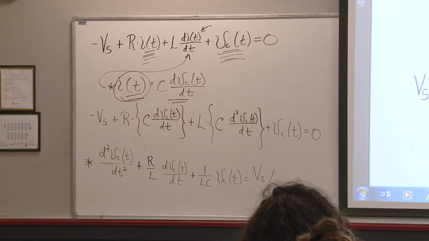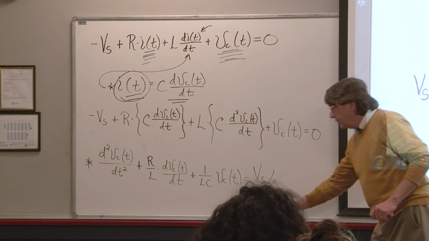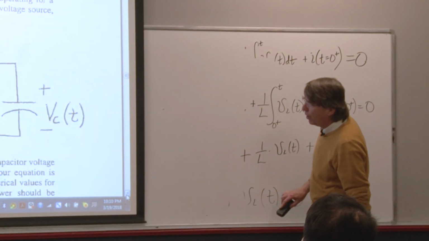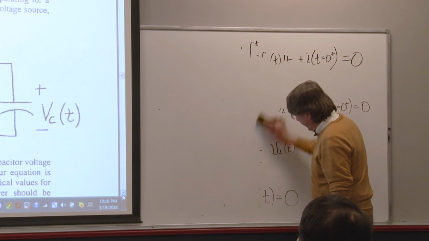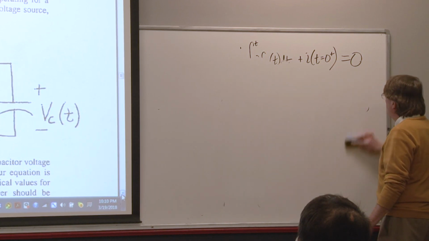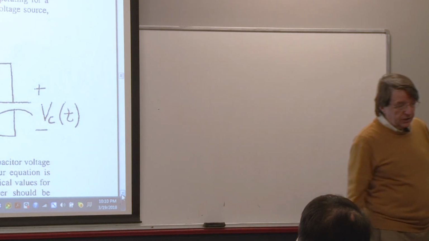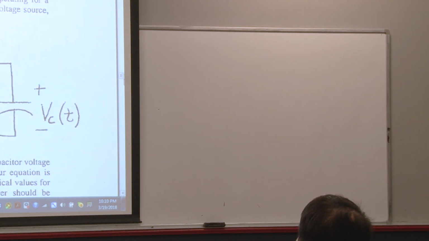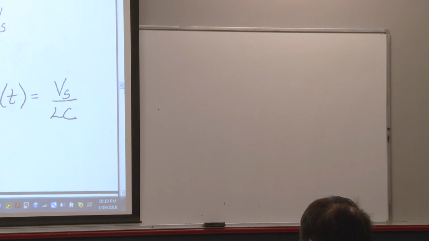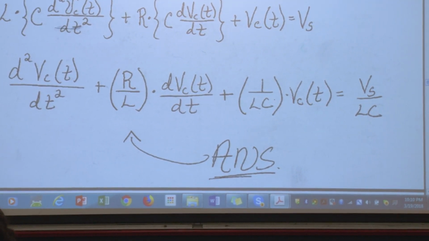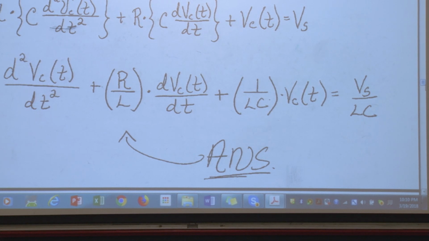I've lost track now. Let me get my senses back. I need to erase this over here. It says here, Tara, have we done part A? It says write it in standard form. I think we've done it. So the answer is: the second derivative with respect to time plus R over L times the first derivative plus 1 over LC times V equals Vs over LC. Good.